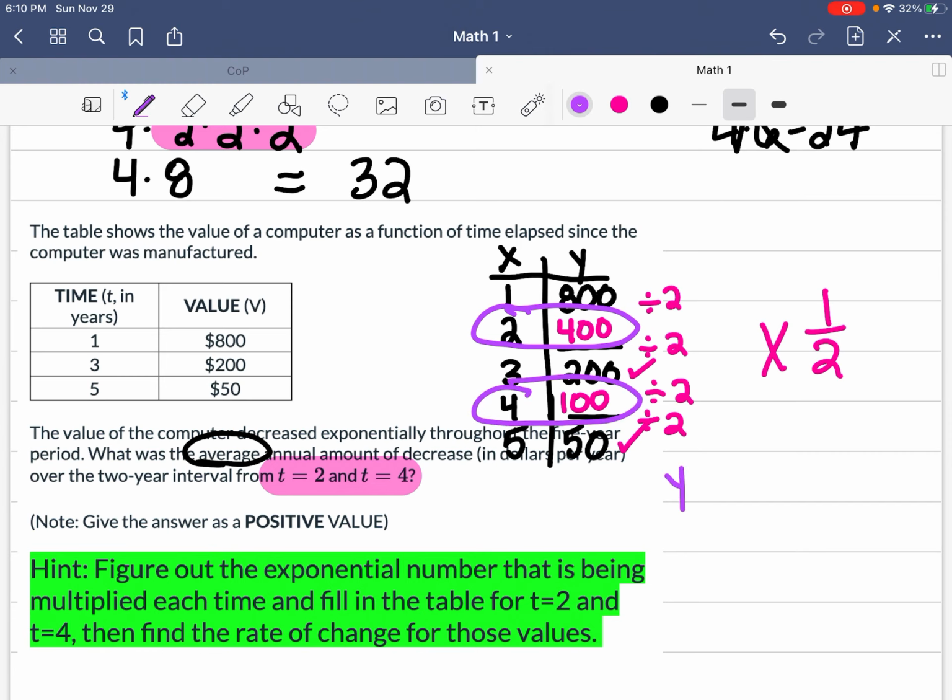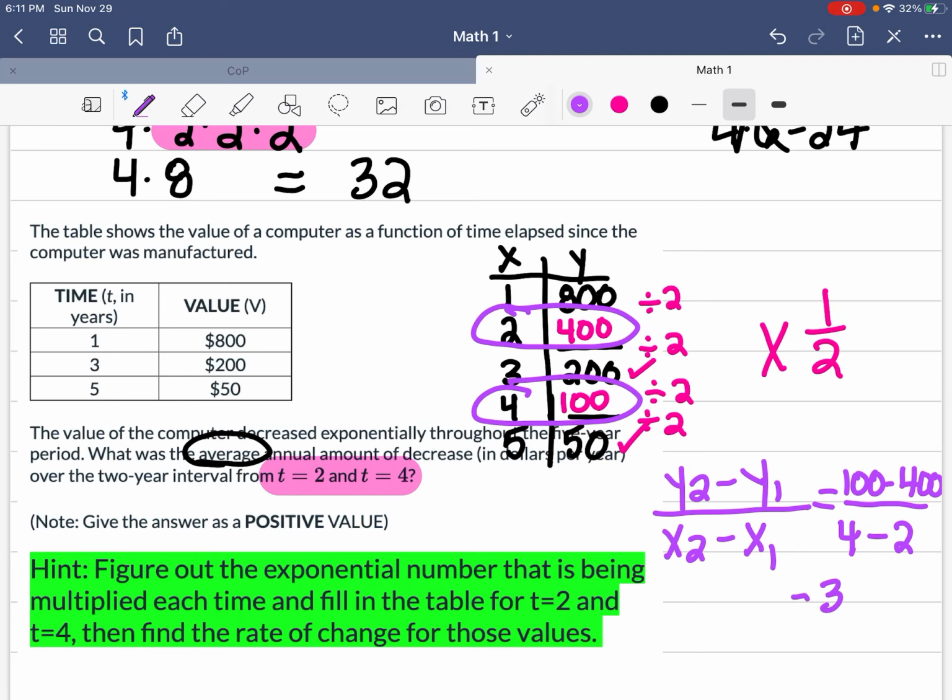rate of change. So remember, rate of change is your change in y, which is y2 minus y1, over x2 minus x1. So all I have to do is plug in my values. So my y's are going to be 100 minus 400. And then 4 minus 2. So that's going to give me negative 300 over 2, which is going to be negative 150.